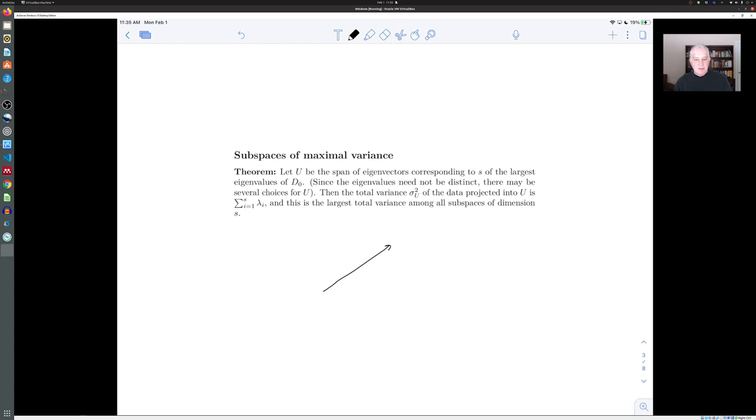Here I'm not going to worry about it so much, but the basic idea is that if you take not just the largest principal direction, the one with the largest eigenvalue, but you take a bunch of the largest ones, say the first two or the first five largest ones, then you're going to get a subspace spanned by those two or five eigenvectors. And if you project the data into that subspace, it's going to be as spread out as possible among all five-dimensional or two-dimensional spaces. There's a mathematical argument in the book, in the notes, that shows why that's the case. But I'm not going to worry about it right now.